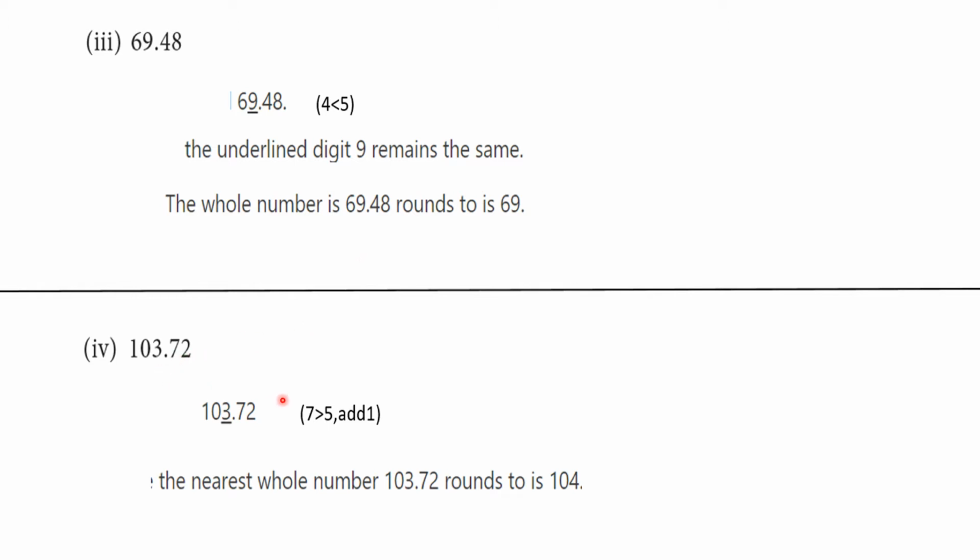Next question 103.72. So the underlined digit is 3. The digit next to the underlined digit is 7. So 7 is greater than 5, so you add 1 to the underlined digit. So 3 plus 1, 4. So the rounded whole number is 104.